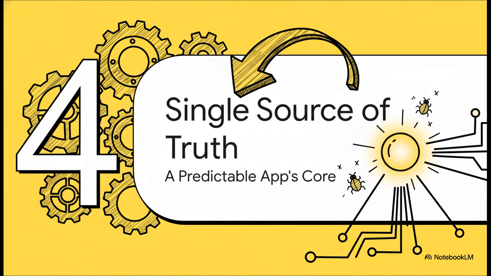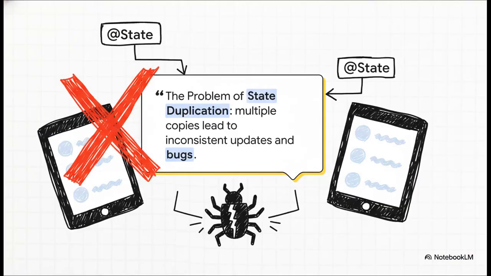Getting that distinction right leads us directly to a much bigger idea. Section 4, the single source of truth. This isn't just a coding technique. This is the core architectural principle behind every single stable and predictable app you've ever used. And this right here perfectly illustrates the problem it solves.